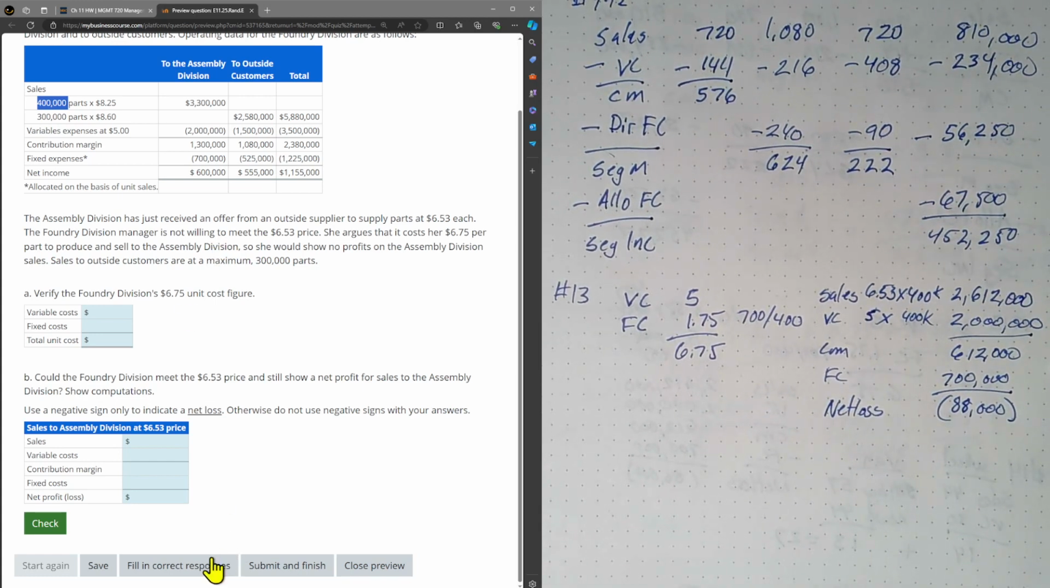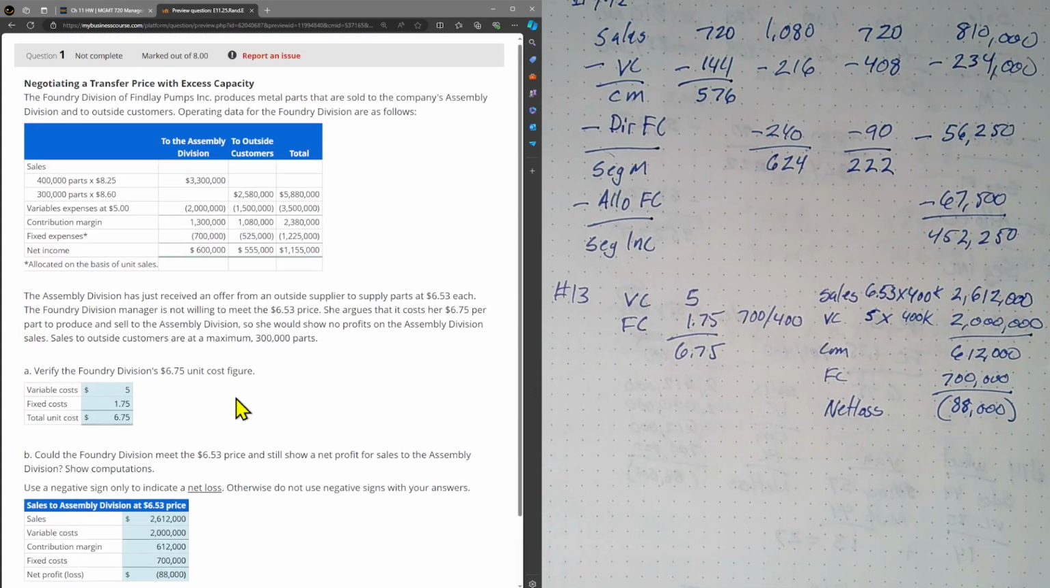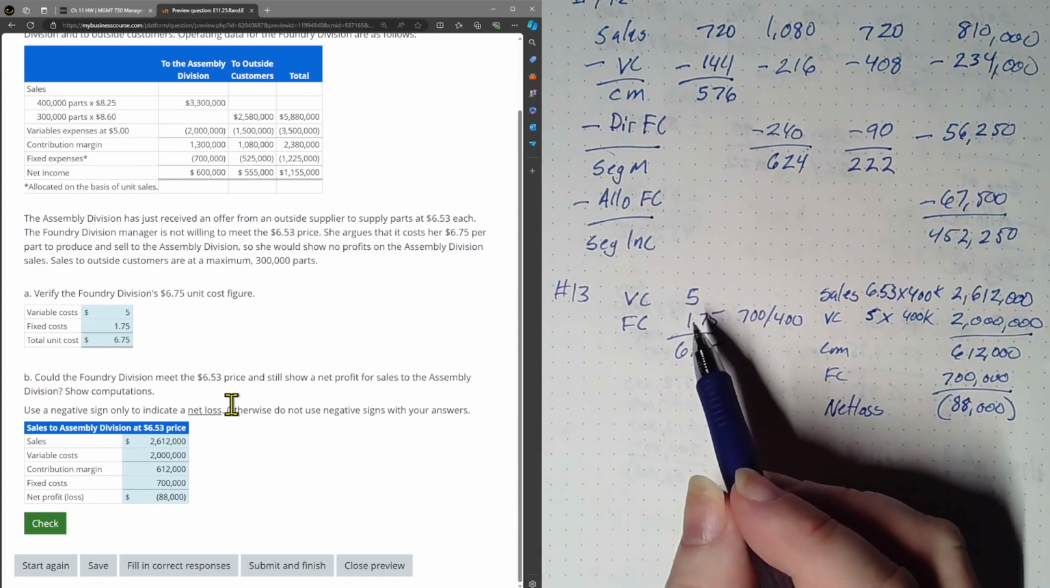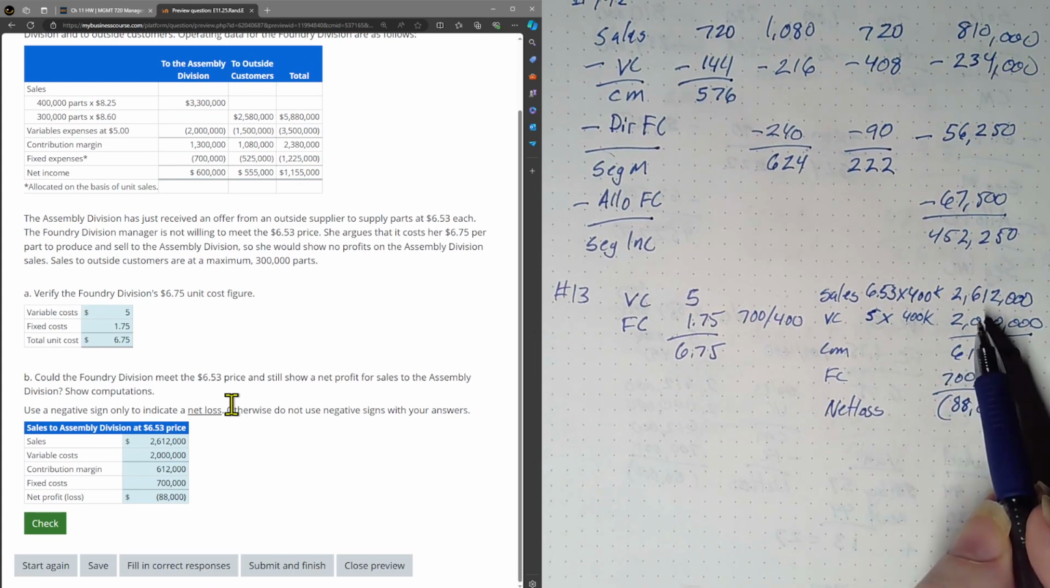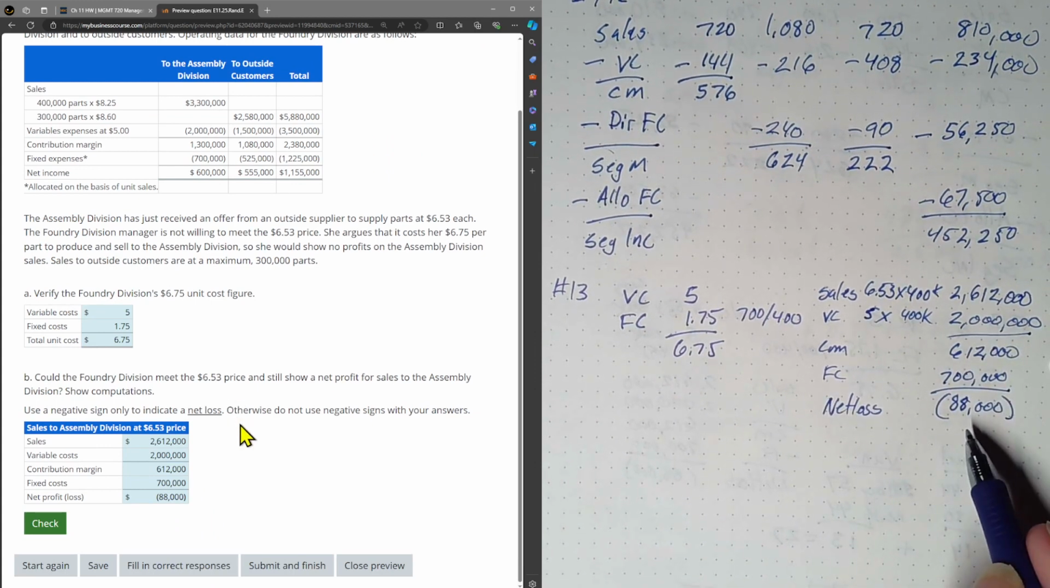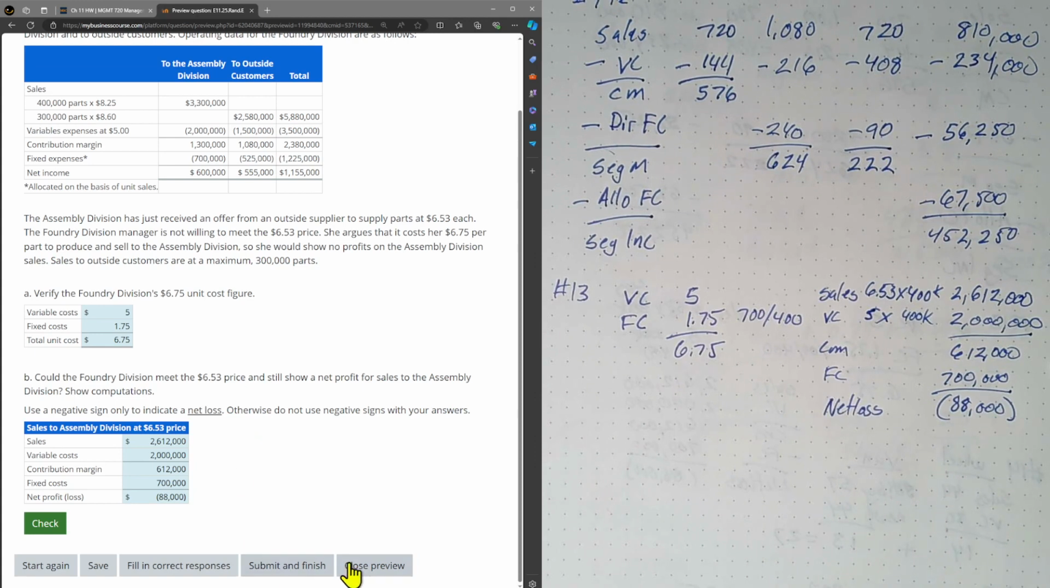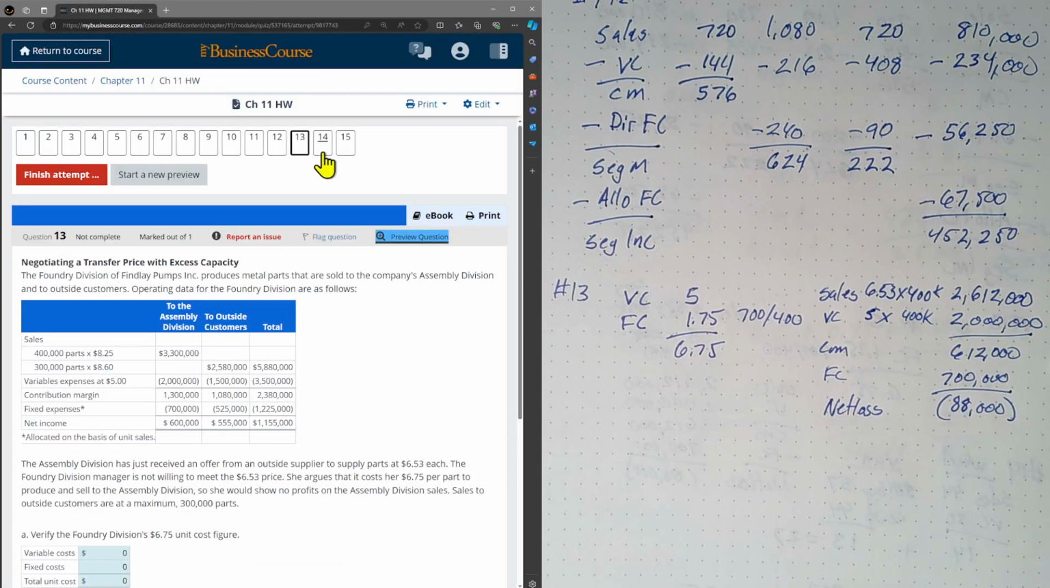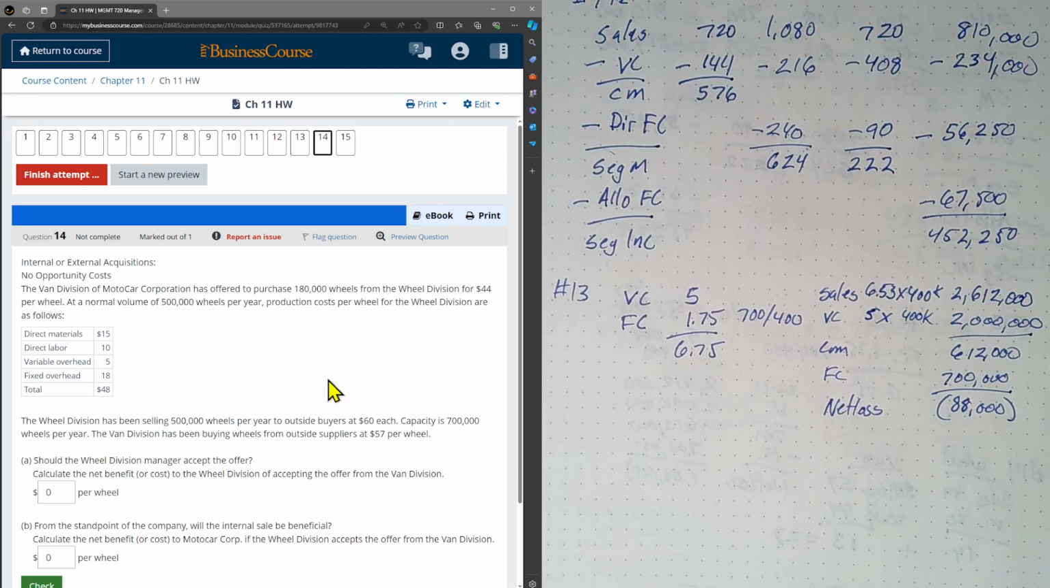Okay, well, let's see. Fill in the correct responses. 5, 175, 675, 2,612,700,000 minus 88. Okay. Let's take a look at the next transfer pricing thing.